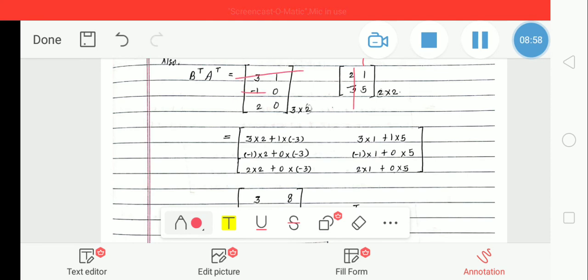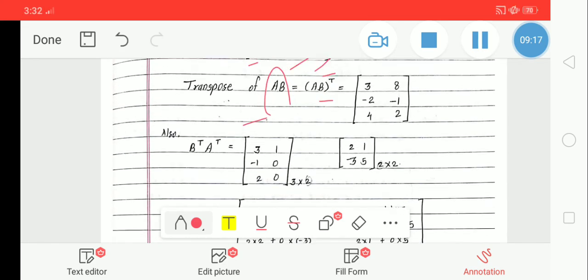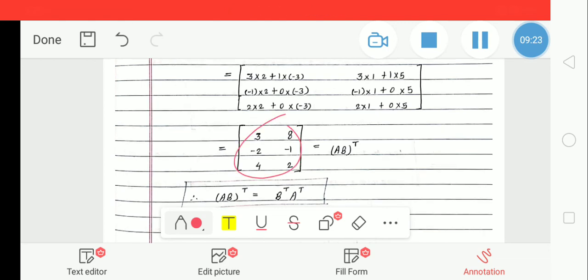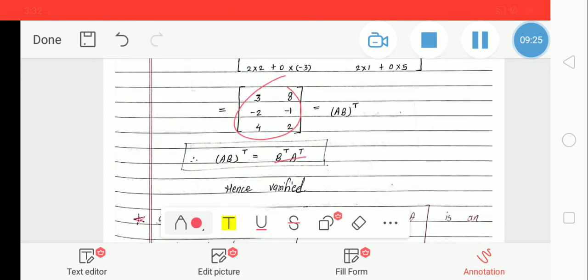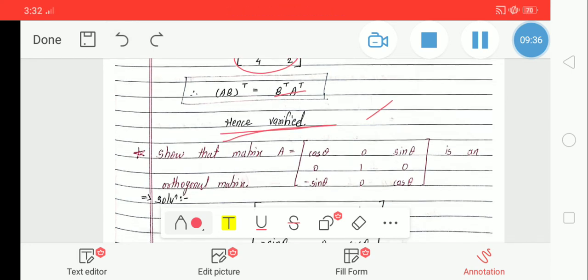Now multiply by these and these, then first and second, then second row first, then second, then we take third row, first column and second column. Then we get this matrix, which is AB transpose. Now this matrix and this matrix are the same. So AB transpose is equal to B transpose multiplied by A transpose. Hence proved, we have verified that AB transpose is equal to B transpose multiplied by A transpose.